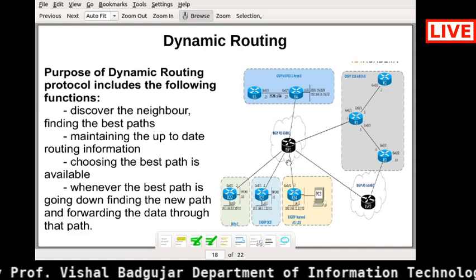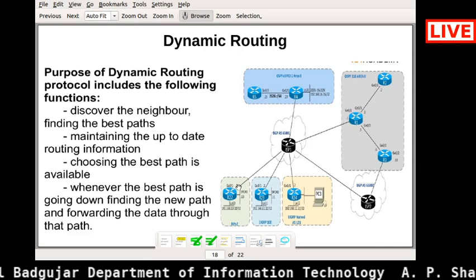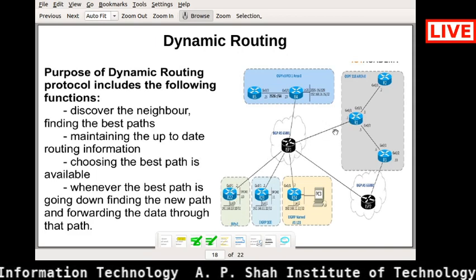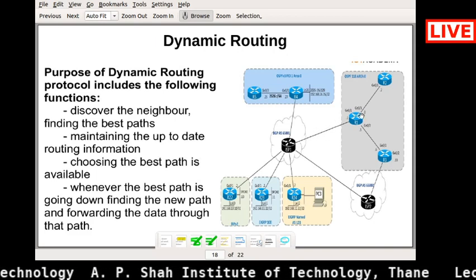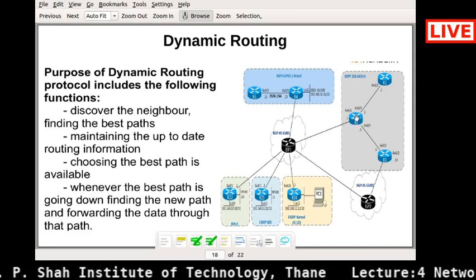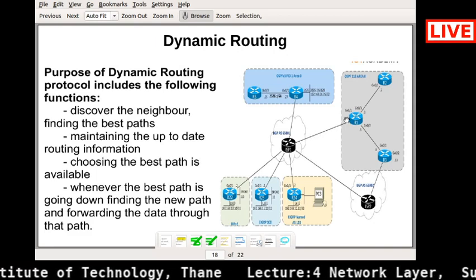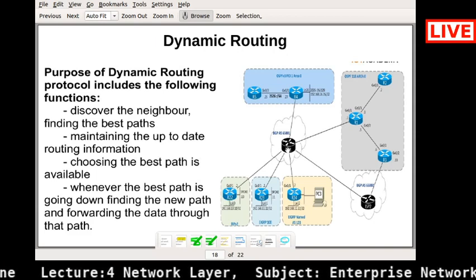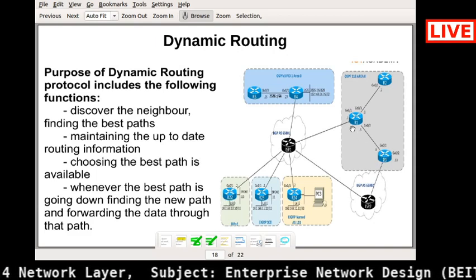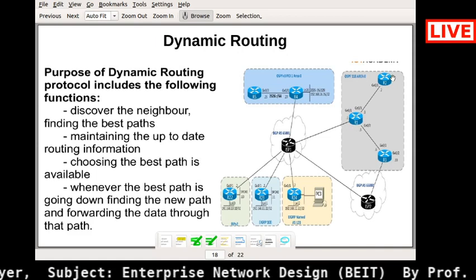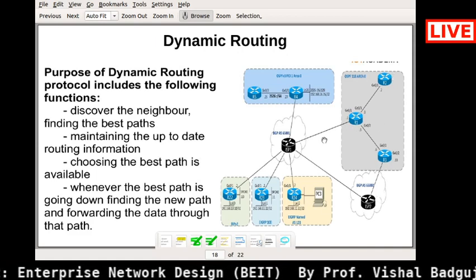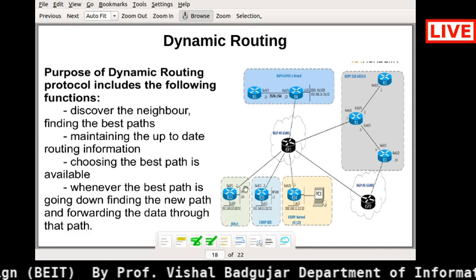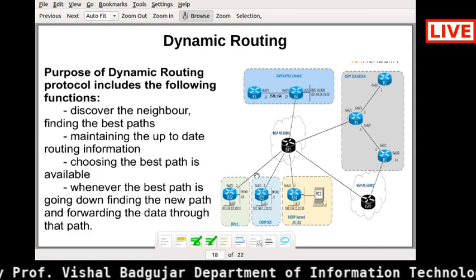And whenever the available best path is down, it must choose the second alternative path. For example, if in this particular path router 1 is down, or this particular link is down, what happens is that this router must go the second way. This is nothing but the alternative path. So this is your dynamic routing protocol. Why? Because it chooses the best path automatically.